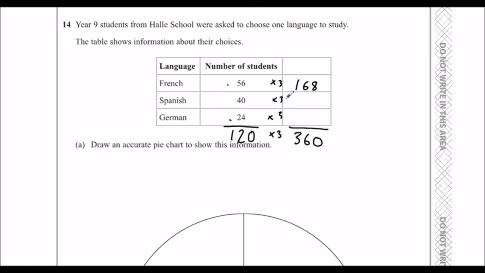40 times 3 is 4 times 3 with a 0 added on. And 24 times 3, 20 times 3 is 60, and 4 times 3 is 12. 60 plus 12 is 72. And you can check that you've got something that adds up to 360. Okay, so we've got 360 degrees, and now we're going to draw our pie chart.